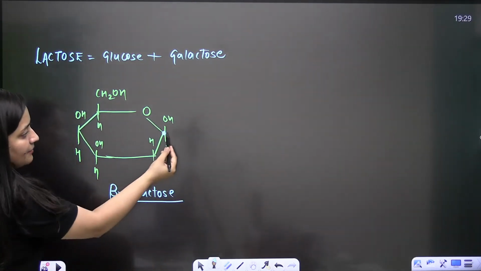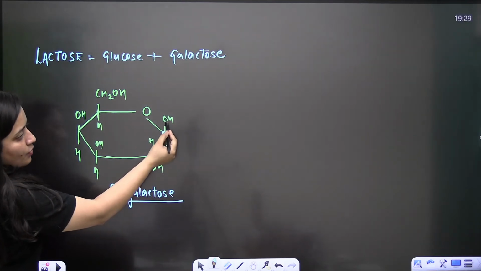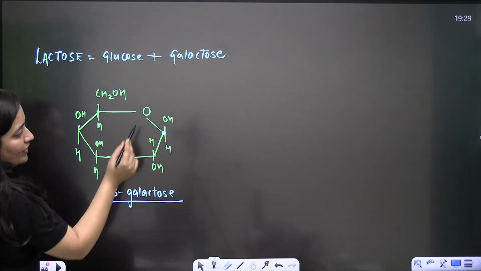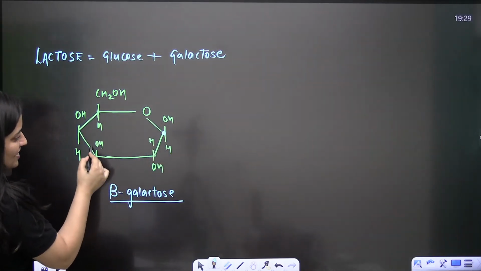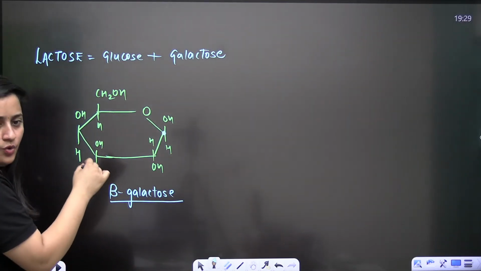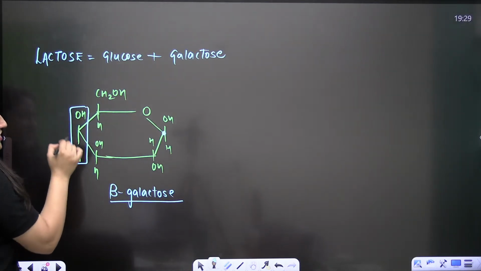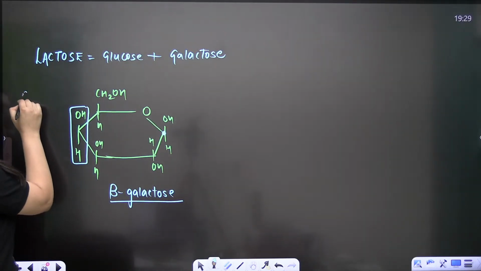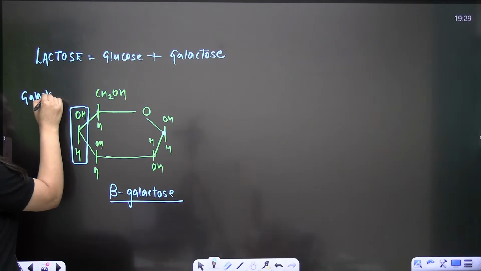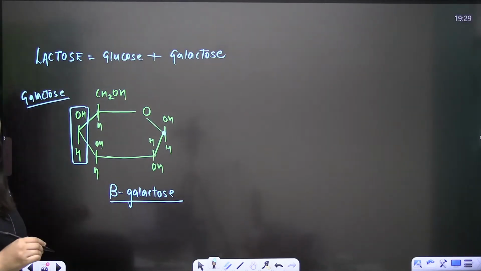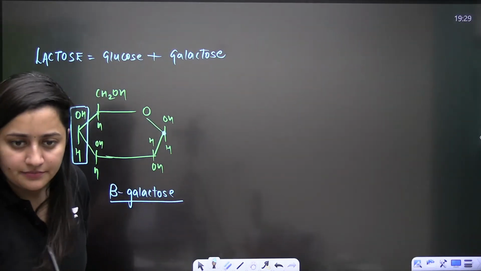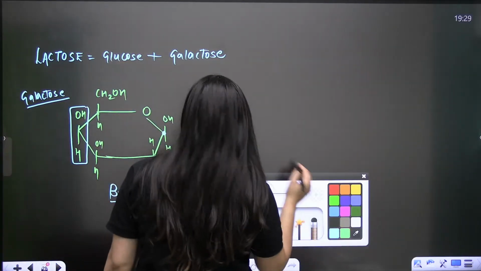Why beta? Because here on the first carbon H is below, OH is above. Now see, in the glucose also we mentioned this OH H like this, but here because OH is above, H is down. So this is showing that it is a galactose. I hope you are getting my point. Yes. I hope you are able to understand it.